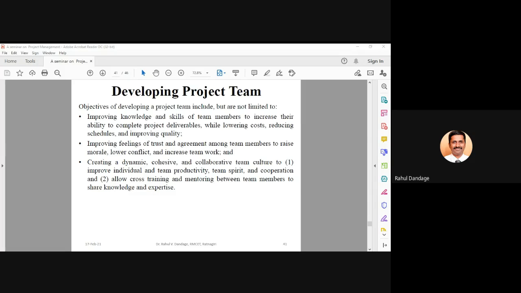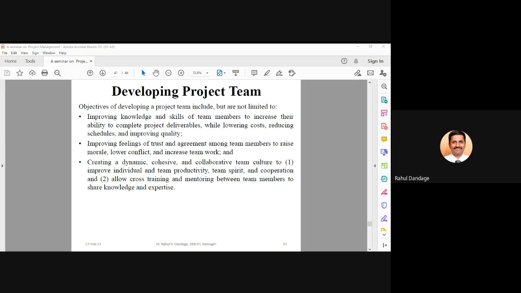So the dynamic nature of your team is important. Cohesive, there should not be differences. There should not be any ambiguities, any conflicts between the team members. They should unite together to do whatever task is given. And collaborative, so they should help each other, they should collaborate with each other, they should support each other. So that kind of team culture is very, very essential.